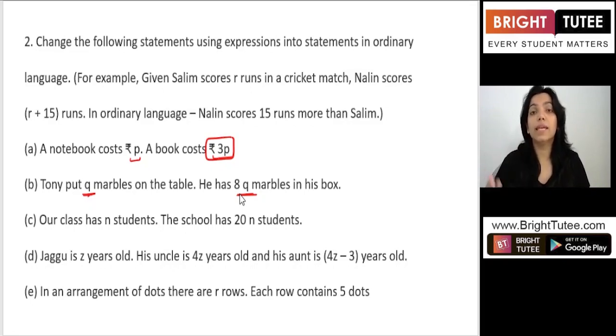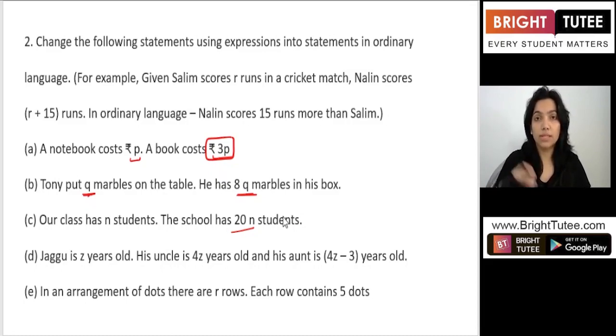That is 8 times Q. What is Q? Q is the number of marbles on the table. Now our class has N students. The school has 20N students. So because in our class we have got N students, in the school there are 20N. That means in the school there are 20 times the students as much as we have in this class.